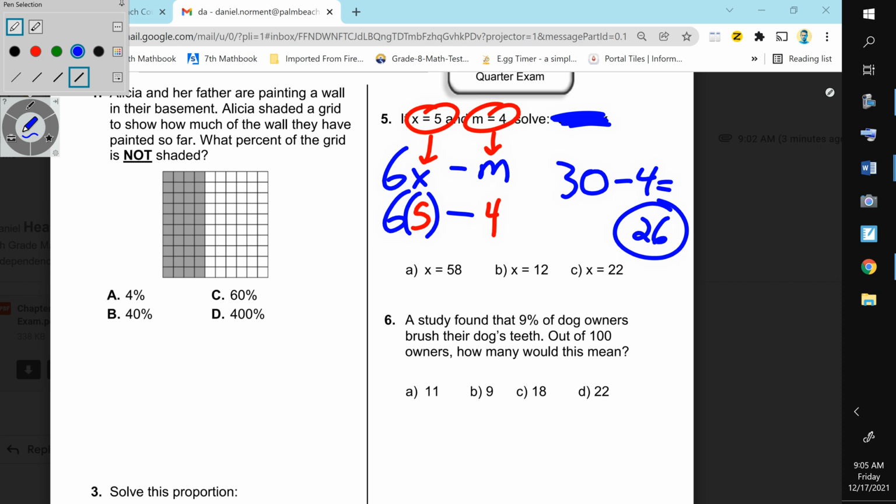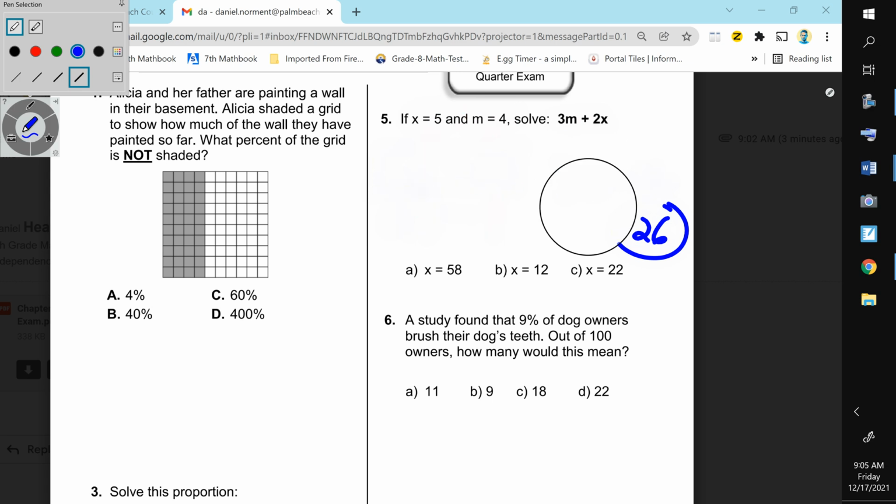Now, I know that's not the answer, but how I solved this example right here, substituting and plugging in and multiplying and subtracting, that's exactly how you're going to solve this. You can do the exact same thing, okay?